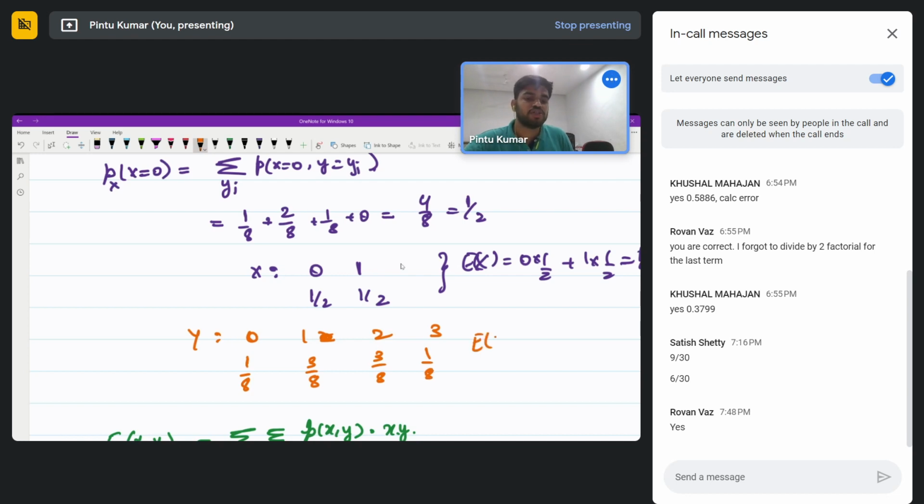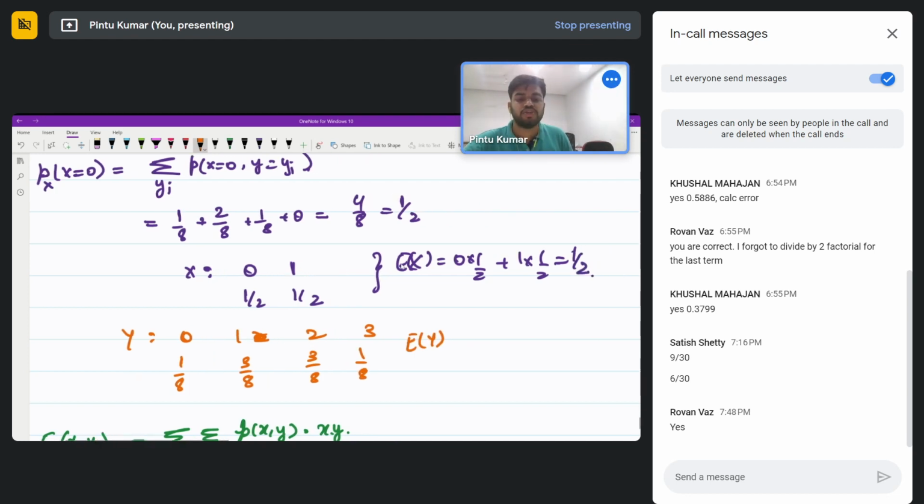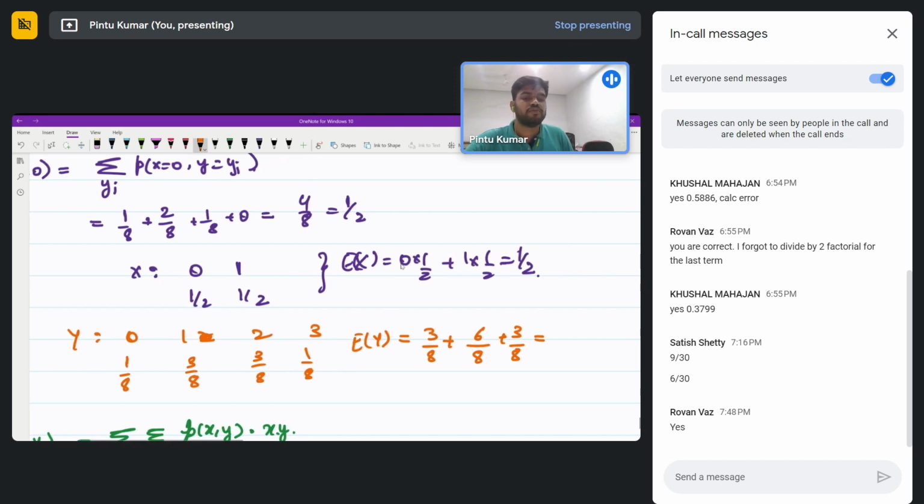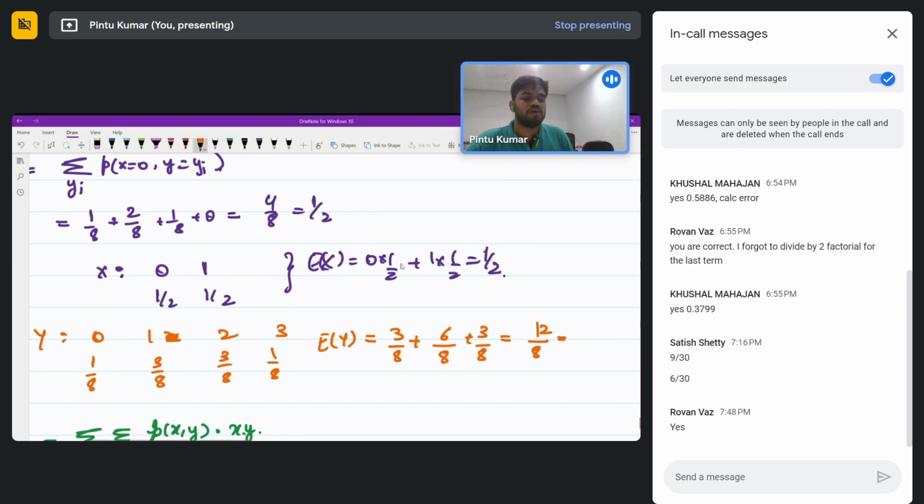And then what is expectation of y? Expectation of y looks like 0 into 1 by 8 is 0. So this is 3 by 8 plus 6 by 8 plus 3 by 8, right? So the value that we get is 12 by 8, which is your 3 by 2, right?